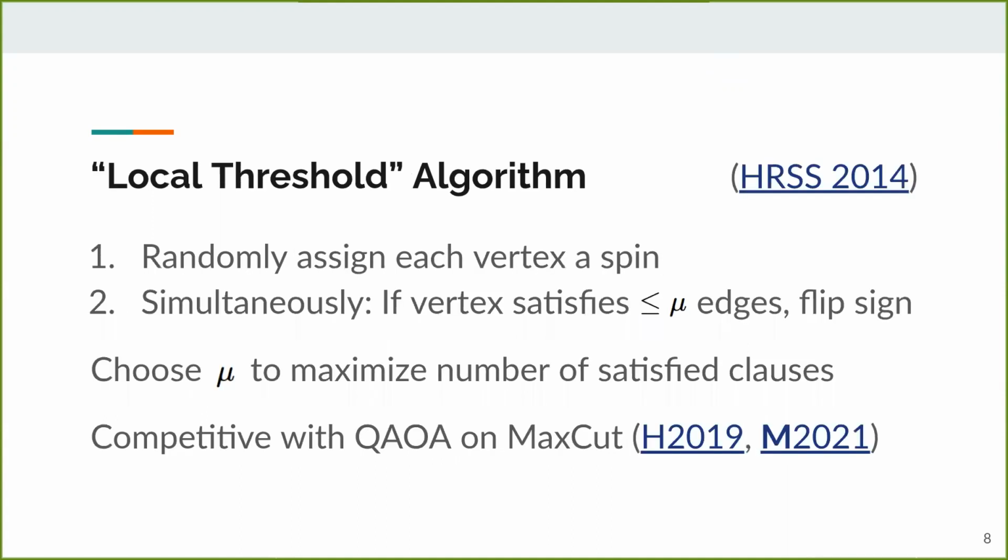So this local threshold algorithm, how does it work? First you randomly assign each vertex or each variable a spin, and then simultaneously every vertex looks at the clauses that it's in, and if it doesn't satisfy enough clauses, it flips. You choose this threshold to maximize the number of satisfied clauses. Note that all of the decisions are happening at the same time, so you don't have information about somewhere else in the graph, just about your neighbors. This is the local threshold algorithm. If you want to increase the depth, you could run step 2 more than once, but in this talk, I'm just looking at 1 local algorithms.